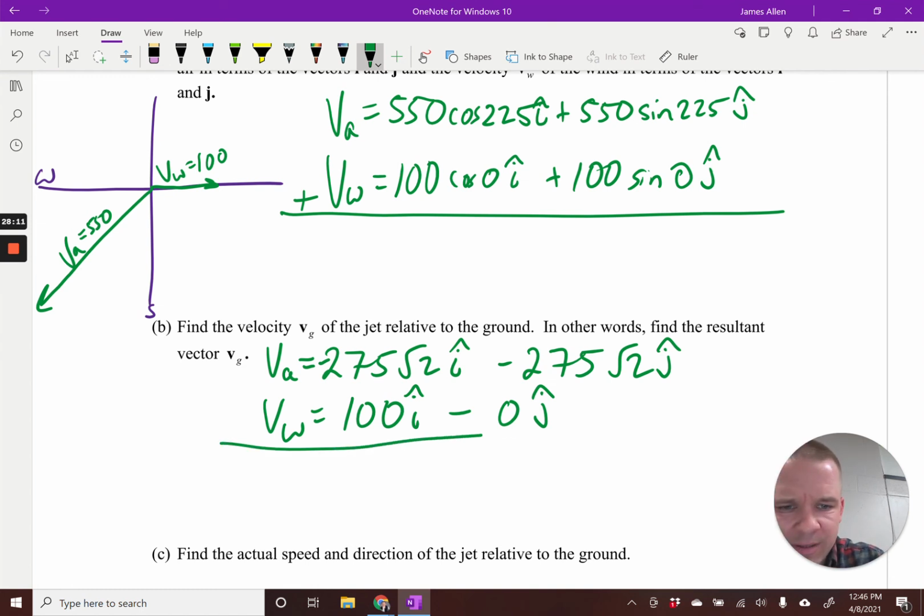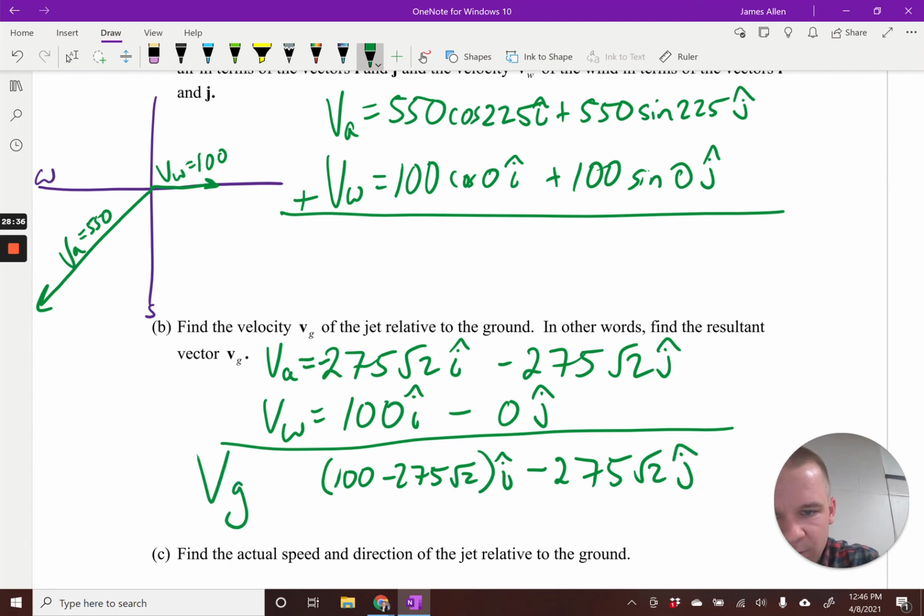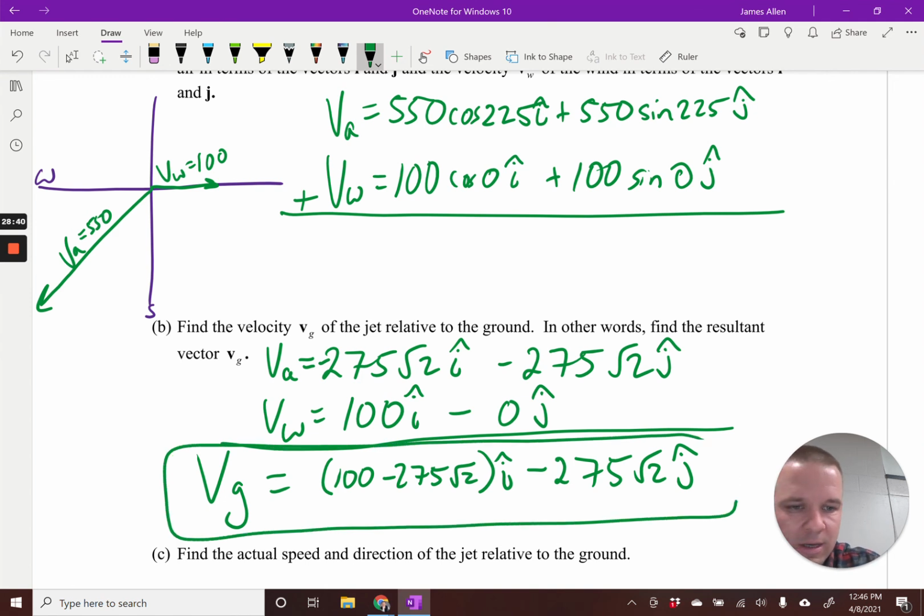All right, so if we add these 2 together, we would have negative 275 root 2 plus 100 i hat, or we could do 100 minus 275 if you don't like that negative out in front. And I kind of don't, so that's why I'm going to do that, because I'm the one doing this right now. And then I'd have minus 275 root 2 j hat. So that is velocity relative to the ground, exact answer.